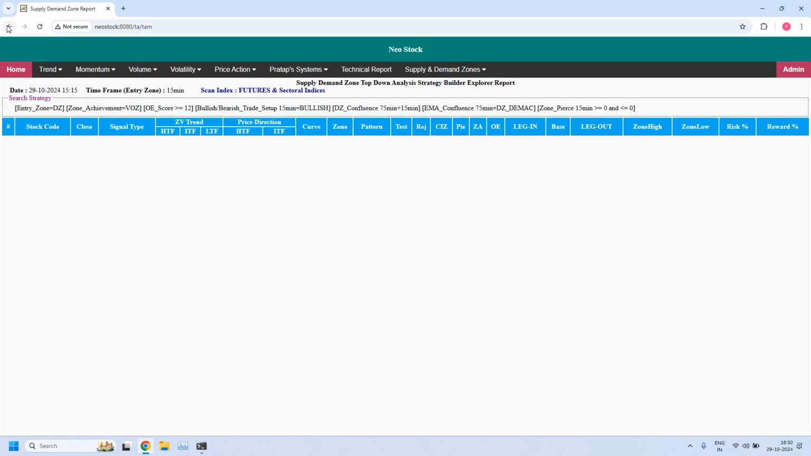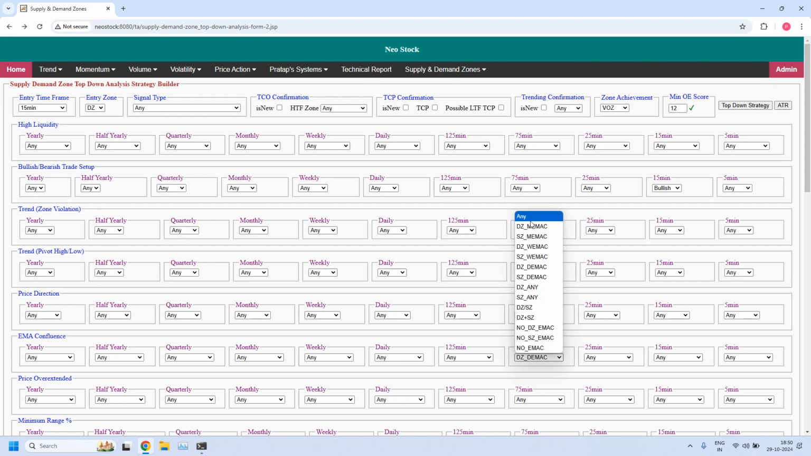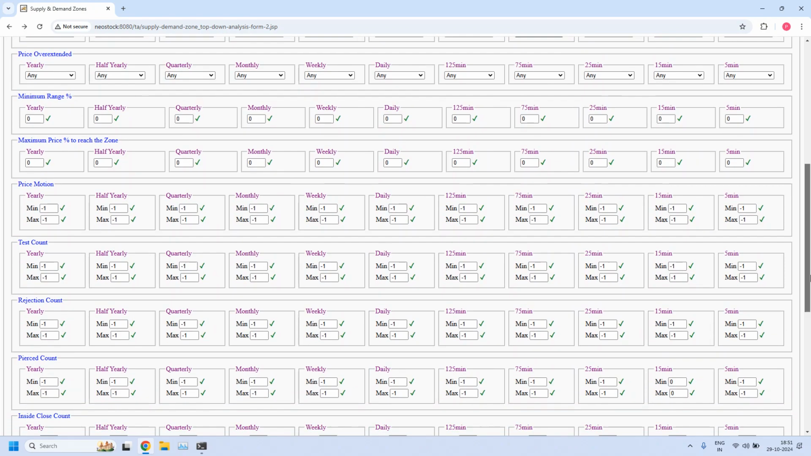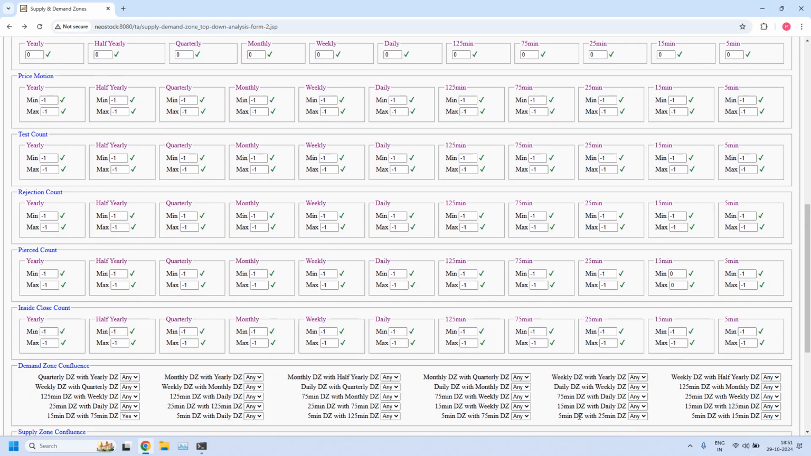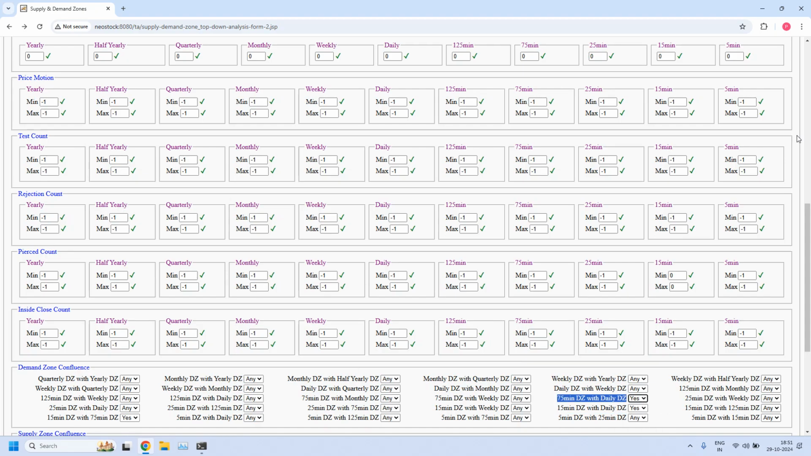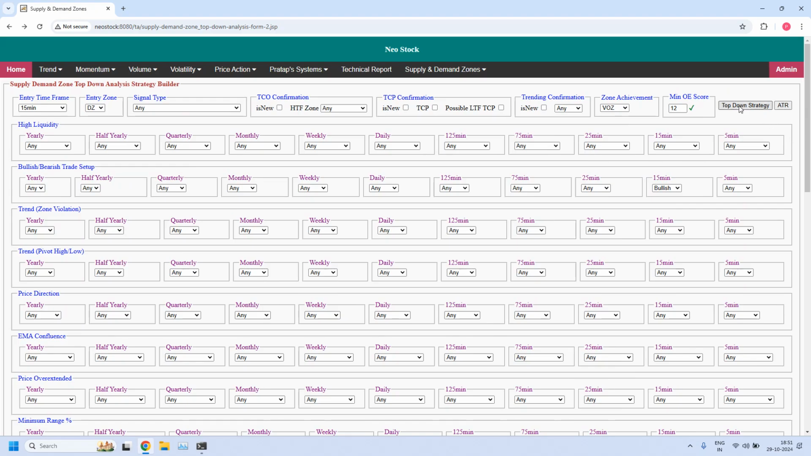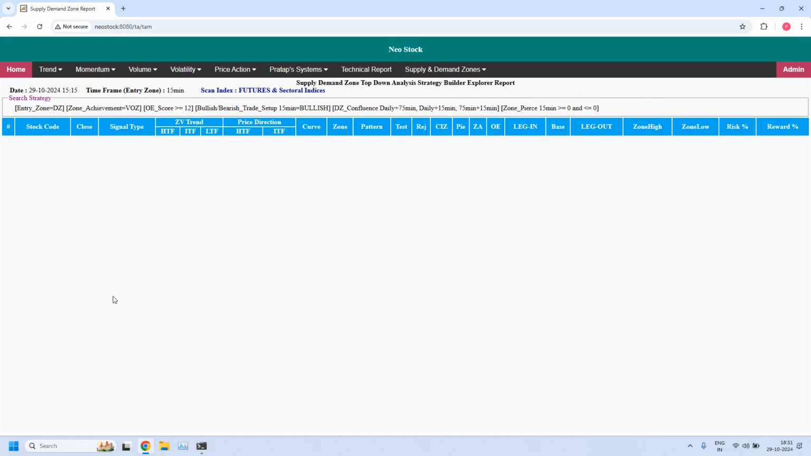So no problem. Now let's look for LTF, ITF, HTF confluence. We got 2 stocks, LTF, ITF confluence. In those 2, how many are having HTF? So we need to set 3 filters. First filter is already set. Second filter, 15 minutes demand zone with daily demand zone confluence. 75 minutes demand zone with daily demand zone confluence. With all the 3 filters, LTF, ITF, HTF demand zone confluence, we did not get any stocks.